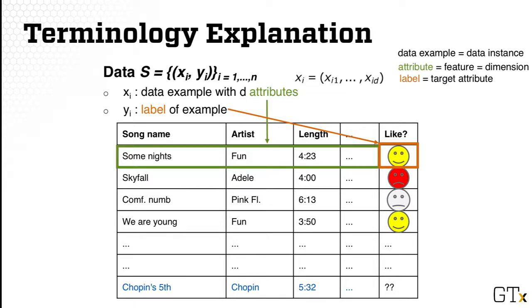And the label here is the same. So that means whether I like it, I don't like it, or neutral. So I need to note here about the terminology. In machine learning, often we use different names to mean the same thing. For example, another name for data example would be data instance. And similarly, for attribute, other names include feature, dimension, characteristics. And for label, sometimes people also call them target attribute or class.